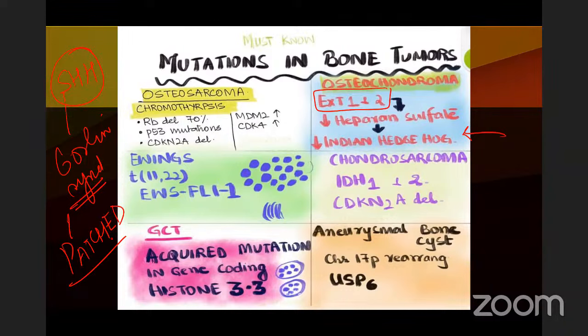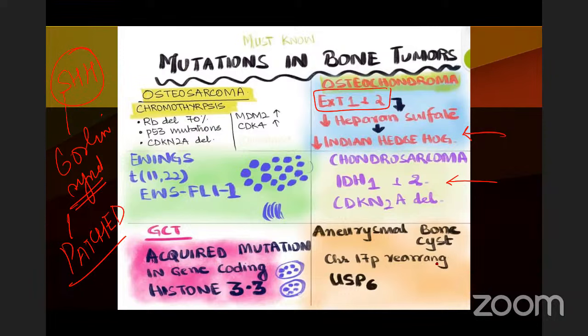Now if I'm talking about osteochondroma, guys, we have talked about the Indian hedgehog pathway. There is decreased activity of the Indian hedgehog pathway in osteochondromas. Now next is chondrosarcomas. In chondrosarcomas, basically there is mutation of IDH1 and IDH2, and the CDKN2A gene. Remember, CDKN2A is very typical of chondrosarcoma. Also remember, IDH1 and IDH2 are most commonly mutated in oligodendrogliomas. 90% of oligodendrogliomas have IDH1 and IDH2 mutation.